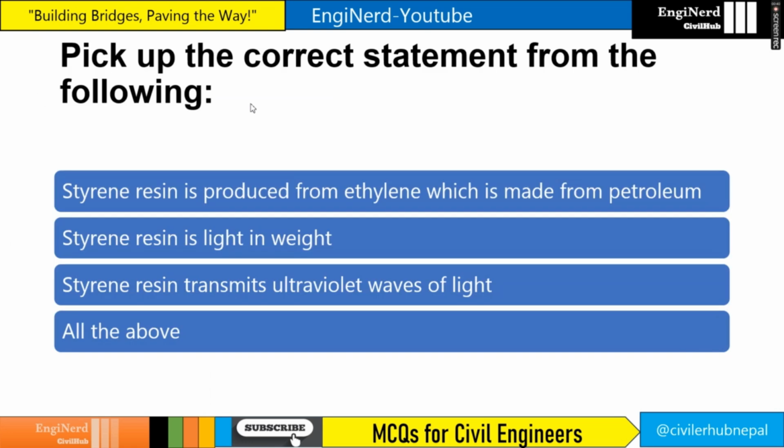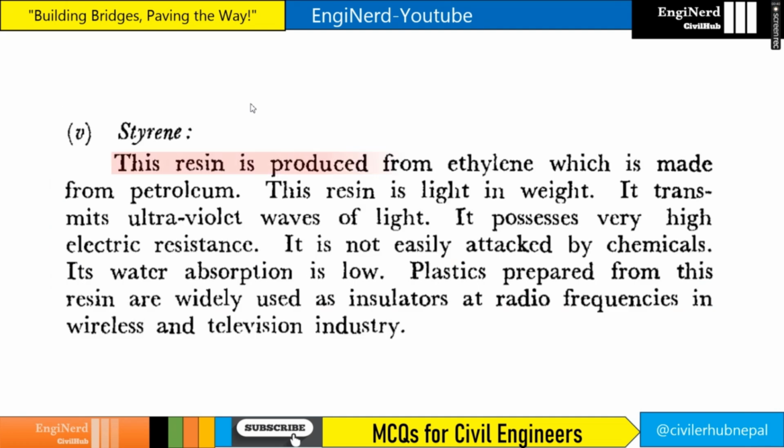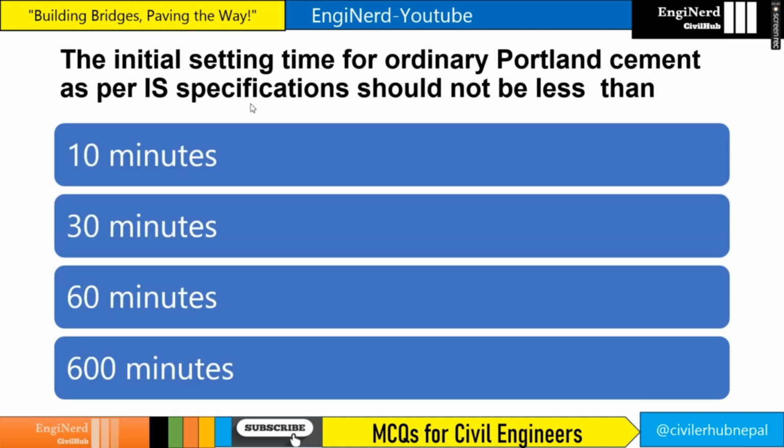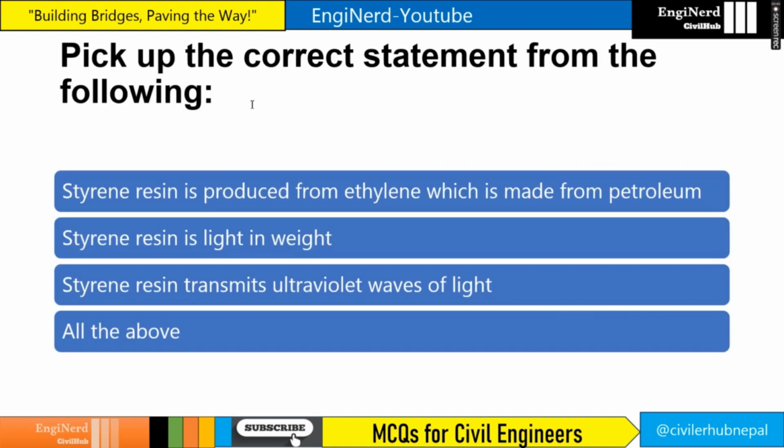Styrene resin is produced from ethylene, which is made from petroleum. Styrene resin is light in weight. Styrene resin transmits ultraviolet waves of light. All of the above. If you see here, styrene resin is produced from ethylene, which is made from petroleum, and it is light in weight and transmits ultraviolet waves of light, right? So our answer is all of the above.